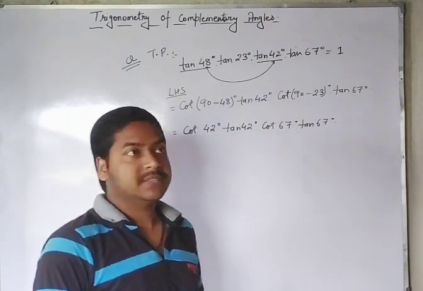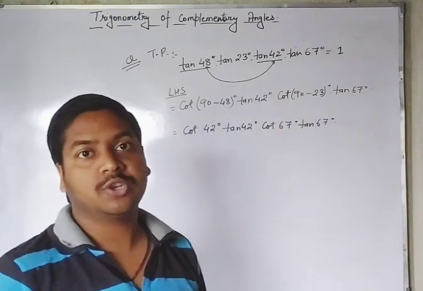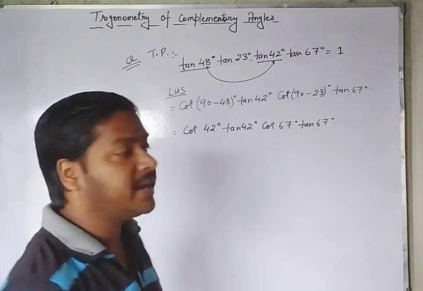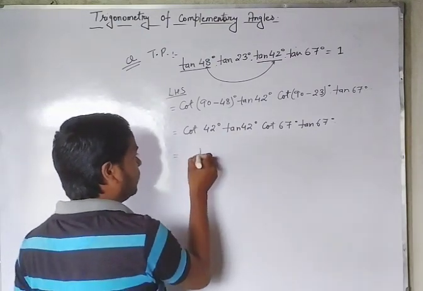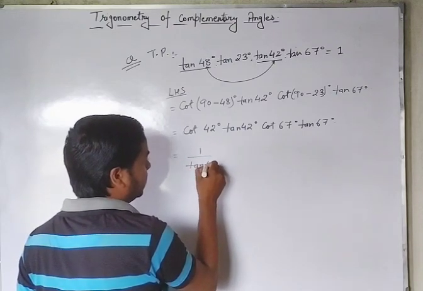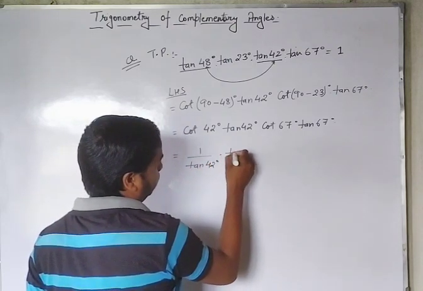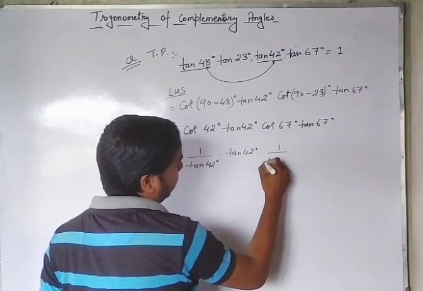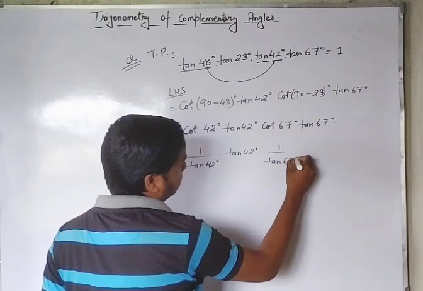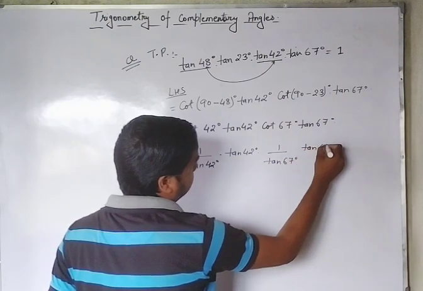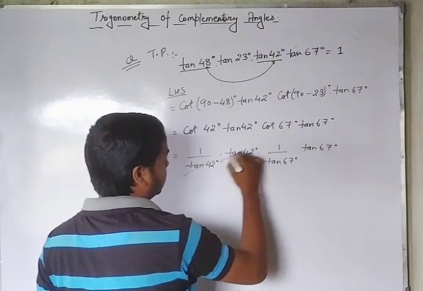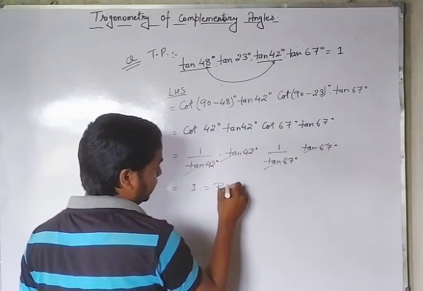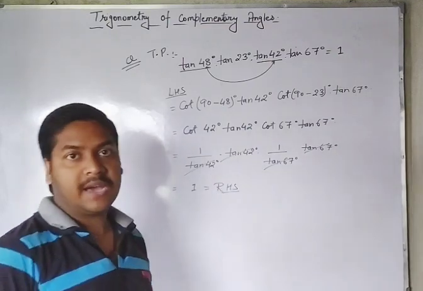Now since cot is the opposite of tan, we know that we can write cot as 1 by tan. So cot we will write as 1 by tan 42 degree into tan 42 degree. Again, this cot we can write as tan 67 degree, and here we will have tan 67. On cancelling each other, we will get 1, that is equal to our RHS.